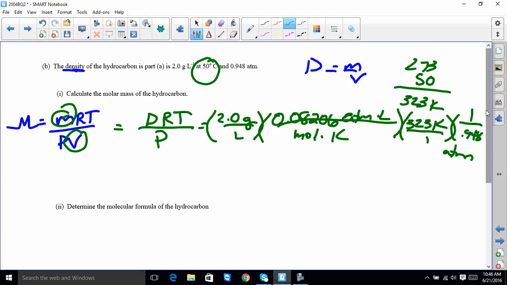Sorry, I kind of jammed myself on room here. But what happens is liters on the top, liters on the bottom, atmospheres, atmospheres, K, K. The only thing that doesn't cancel is grams on the top and moles on the bottom, which is awesome because we're solving for the molar mass of the gas. And when you do 2.0, which has 2 sig figs, times 0.0826, which has 4, 3, 3, we only get 2. And so the answer is 56 grams per mole. That's the molar mass of the gas.